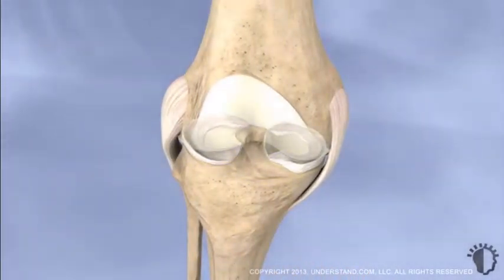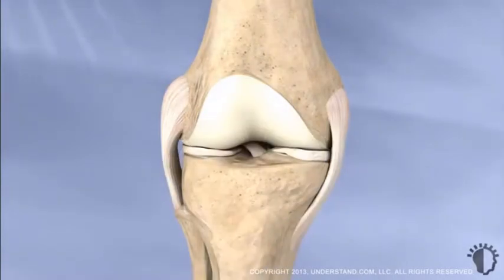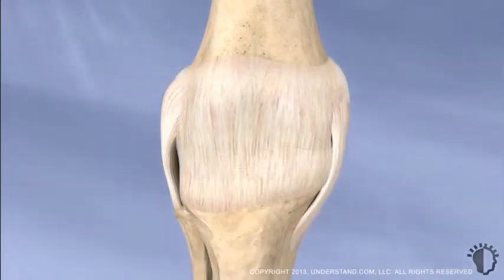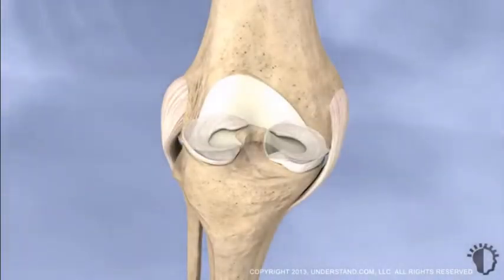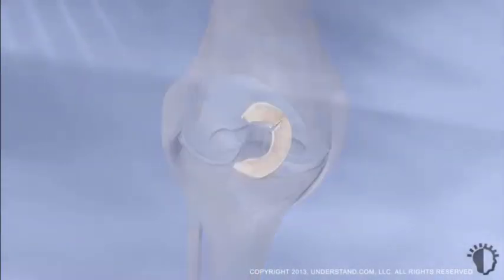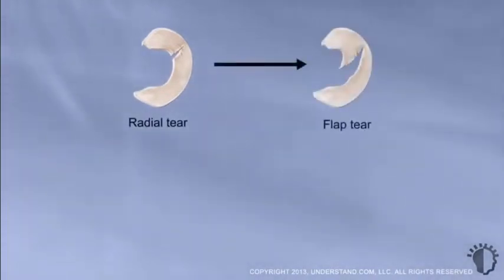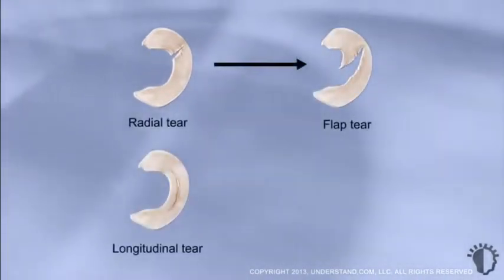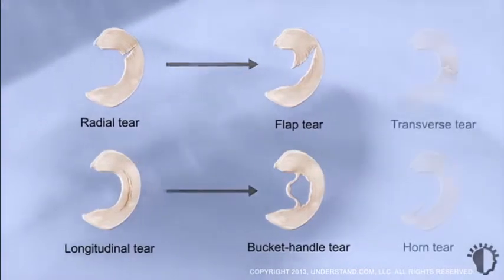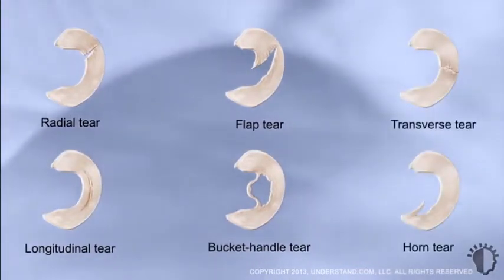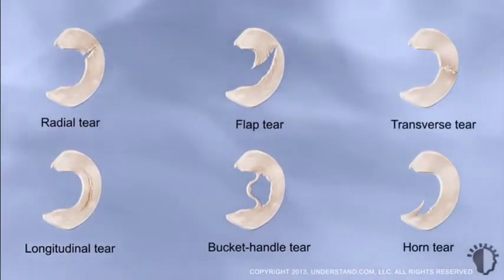The thin inner margins of the menisci are free, whereas the thick outer surfaces are attached to the capsule that surrounds the joint. Meniscal tears occur in a variety of patterns and may worsen with time. For example, tears along the radius can progress to flap tears, while longitudinal tears can progress to bucket handle tears. Various other tear types exist and are classified by appearance and location.